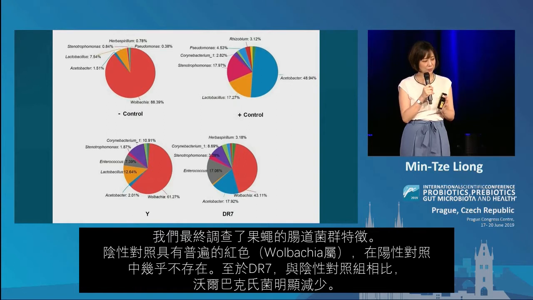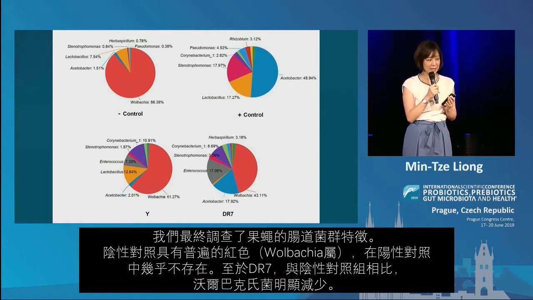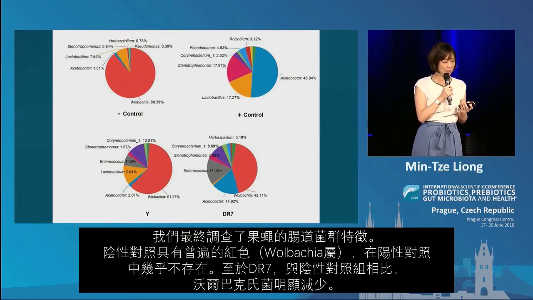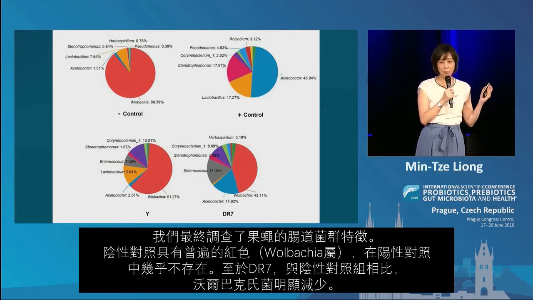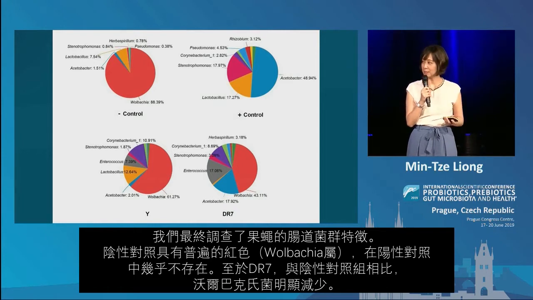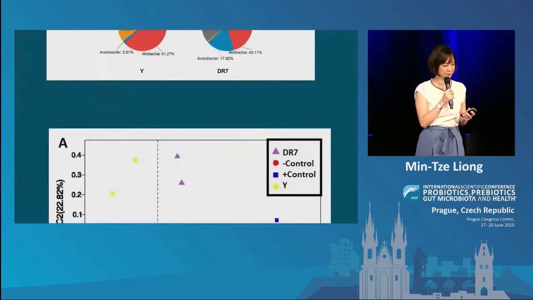Now, if we look at control and negative control, we could see a very drastic red color emerging. And that red color seems to be Wolbachia. So when we look at Wolbachia, we also have Y. Y is a commercial control, a very popular probiotic in Malaysia. And DR7, that's our strain. And we can see that the red color Wolbachia is actually being reduced.